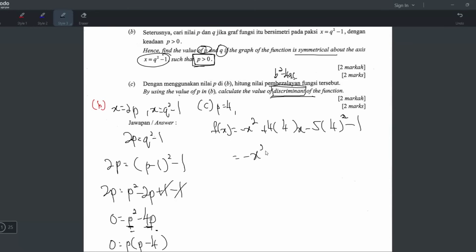So now you get negative x squared. Okay, this one is f(x), plus 16x. And then 4 squared is 16 times 5, 80, minus 80, minus 1, minus 81. So now you get your f(x), you get your general form.